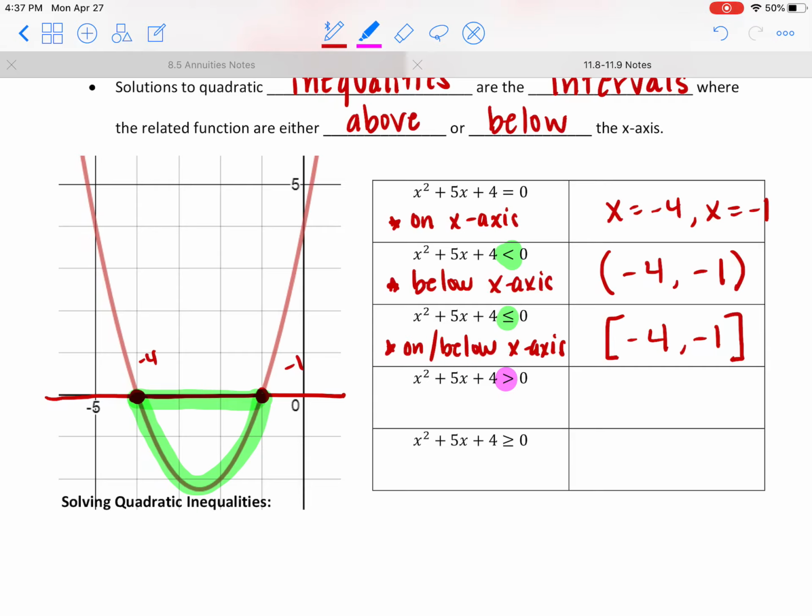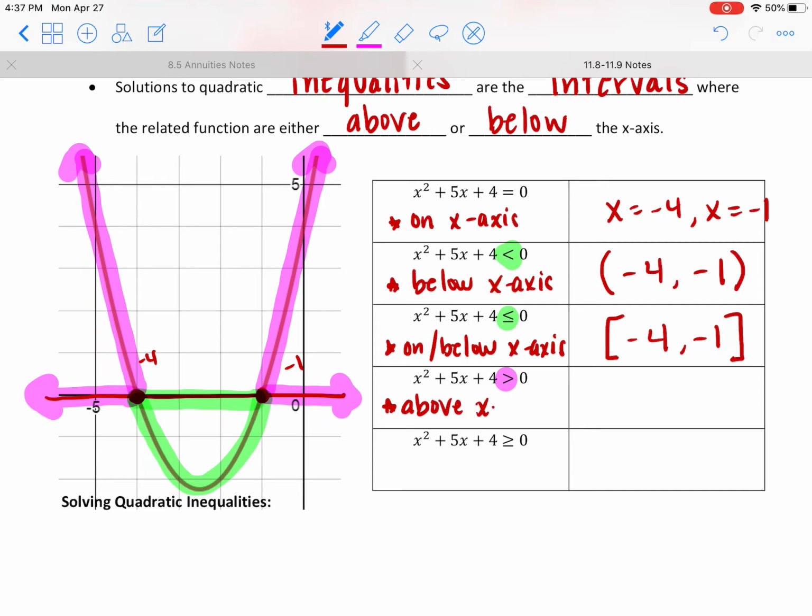Okay? Now notice here, in the next one, it says where is this function greater than 0? So on the x-axis is equal to 0. Less than is below, greater than is going to be above. Now this is the piece of graph that is above the x-axis, and this piece of graph is also above the x-axis. I just need to know what intervals correspond with those pieces. So this piece corresponds with all of these x's here, and the other piece is all the x's here. So we have two separate intervals for those two separate pieces.